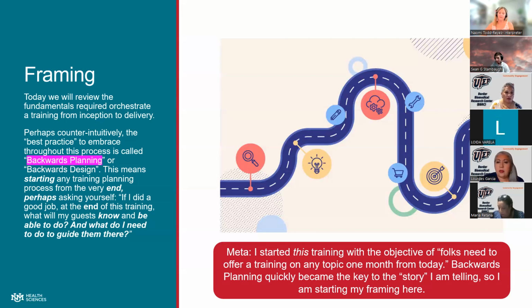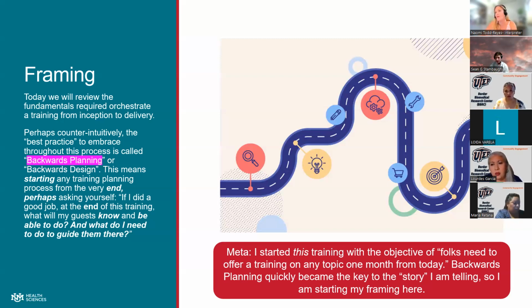And approaching this idea of preparing trainings is a little bit counterintuitive, because the best practice when you're designing any learning experience is to do this process that's called backwards planning or backwards design. And I use both terms. So if you hear me say backwards planning or backwards design, I'm talking about the same thing. And that's counterintuitive because what it means is that you want to start any training planning process from the end of your training and then work backwards from there.